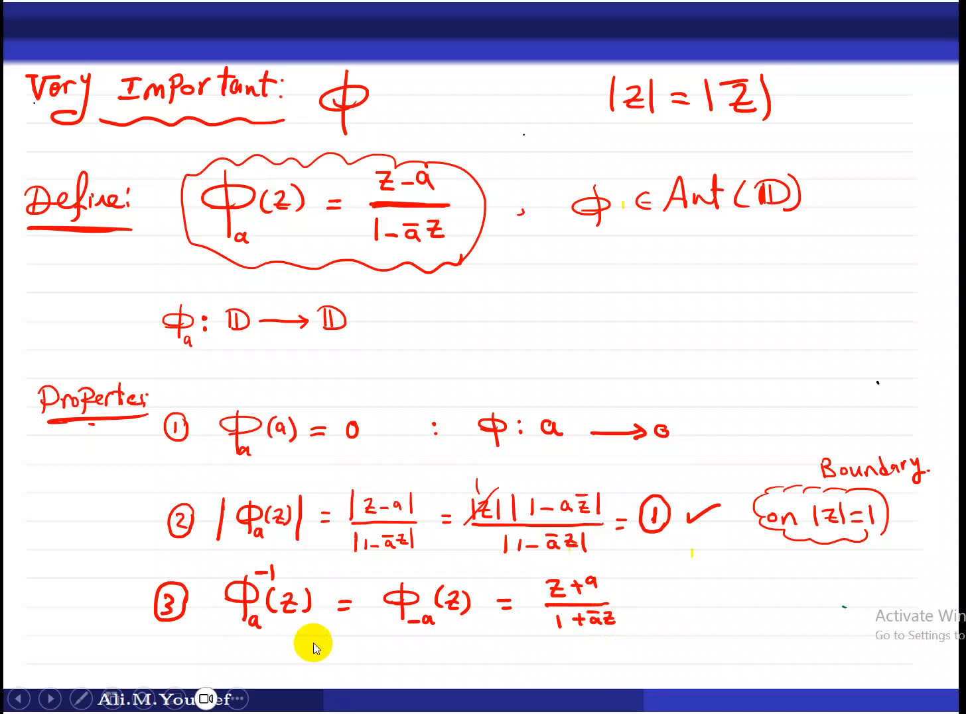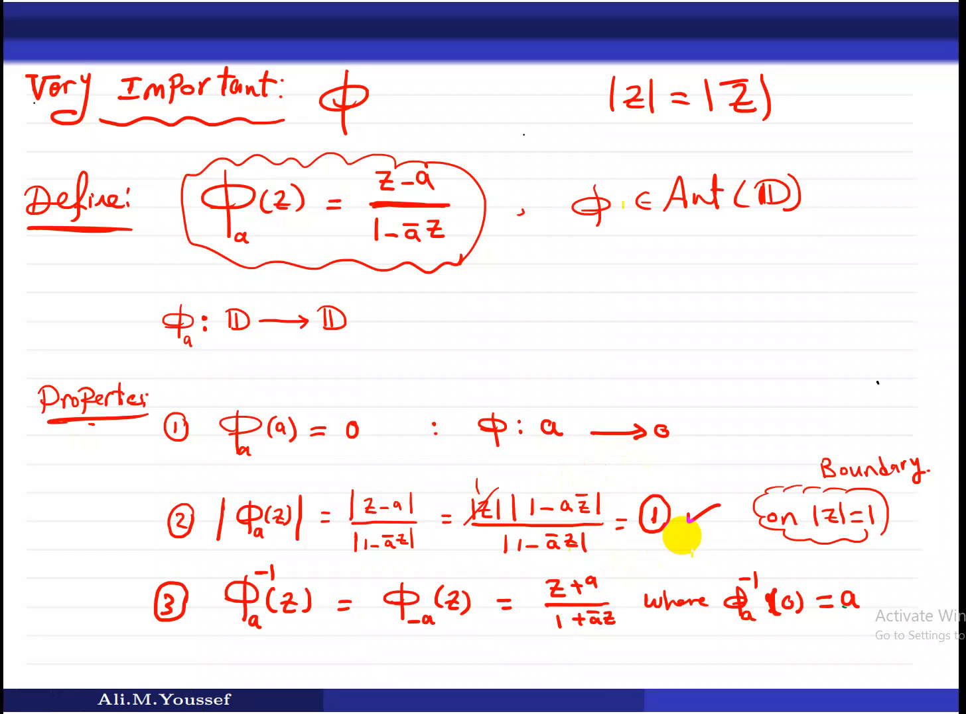Okay? And this phi minus 1, where? Phi minus 1, take a of 0 is equal to a. Because phi take a to 0, and phi minus 1 take 0 to a. It's very important. We'll use it after that. So these are some properties of the map, the automorphism map phi.